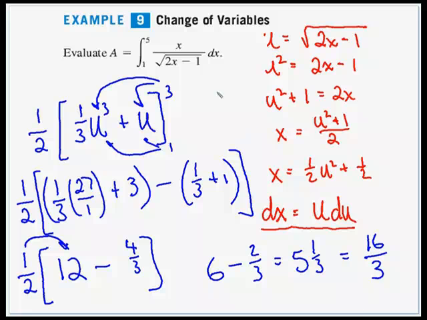If you want to, you can go back and just let u equal what is under the radical, and you'd have u to the 1/2 power, and bring it up, make it u to the negative half power. Do the same process, you will have more steps. The evaluation of the integral will be a little more complicated, but you will get down to the same 16/3 answer.